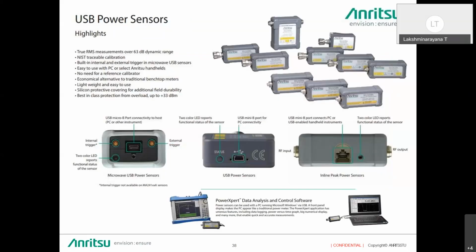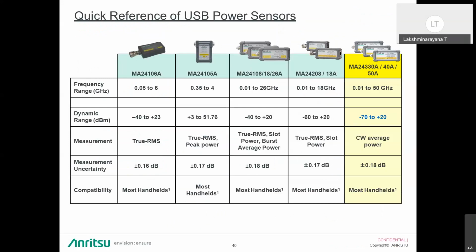So these are the USB power sensors, with true RMS measurements over a 63 dB dynamic range. They are easy to connect to a PC, with no need for a reference calibrator, and lightweight, so you can take them anywhere you need. You can connect it to your PC and do the measurements. We have a 0.05 gigahertz to 6 gigahertz inline power sensor, a 0.35 to 4 gigahertz sensor, and a recently launched USB power sensor up to 50 gigahertz, from 0.1 gigahertz, which goes from minus 72 to plus 20 dBm CW average power with a measurement accuracy of 0.18 dB.